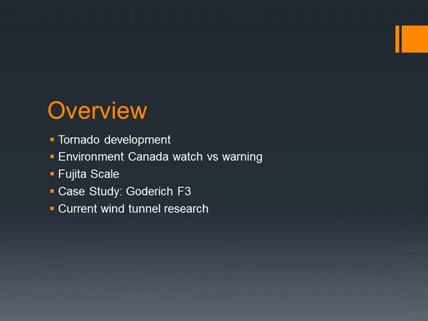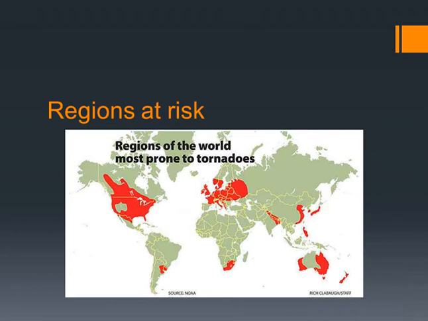The Fujita scale, which is the damage scale that we use to rate tornadoes, it's actually not directly wind speeds that are measured, but actually the damage that we observe. I'm going to talk about the case study, which is Goderich. And then I'm going to talk about how we're using findings from the damage surveys in the lab to learn more. So this is a map that indicates areas across the world that are at risk for tornadoes.